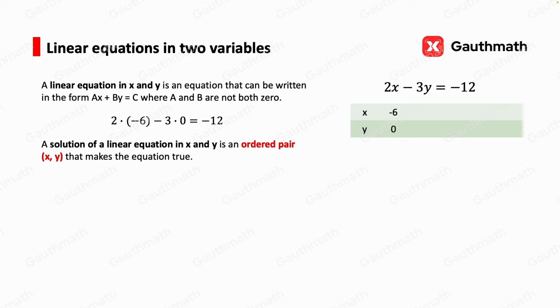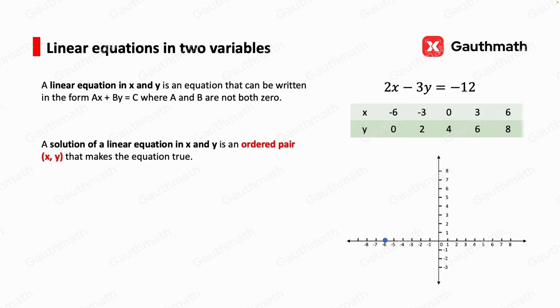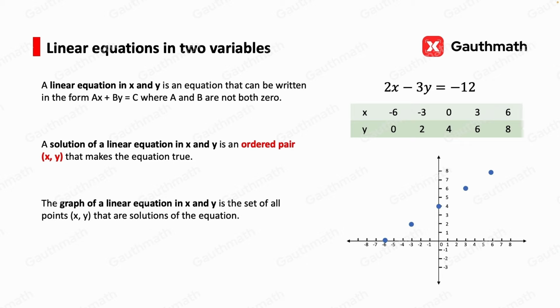So x equals 96 and y equals 0 can be written as an ordered pair, and it can be plotted in the coordinate plane. We can find more solutions and plot them. The graph of a linear equation in x and y is the set of all points (x, y) that are solutions of the equation. And when we connect all the dots, the graph of a linear equation is a straight line.